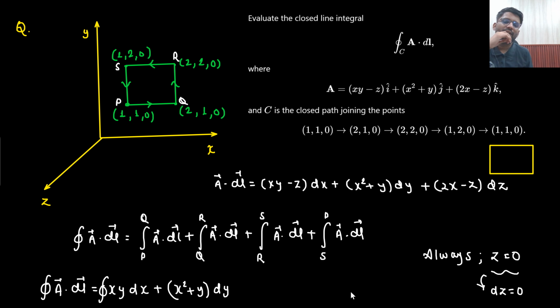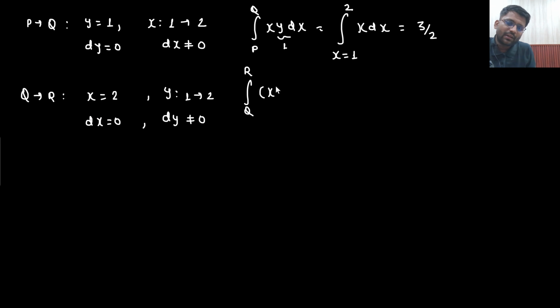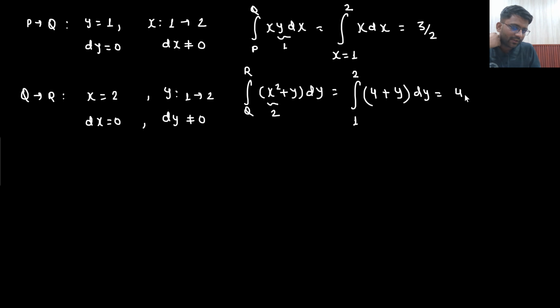So x square plus y dy, with y going from 1 to 2. X square, what will be the value of x? X is fixed at 2. So this will become 4 plus y dy. Limit of y we have put. So what we will be getting? 4y plus y square by 2.